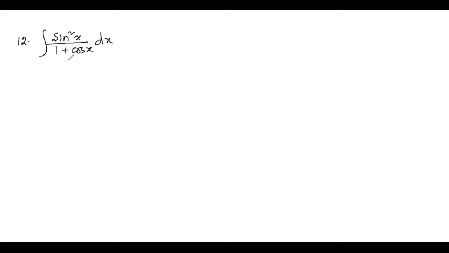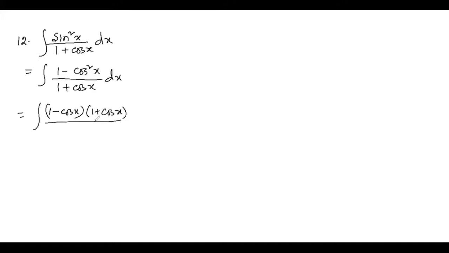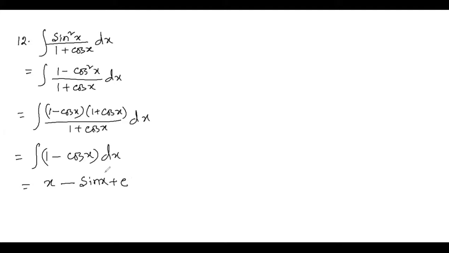Question number 12, sin square x by 1 plus cos x dx. So how do we solve this one? Sin square x, we can write as 1 minus cos square x by 1 plus cos x dx. Now the a square minus b square formula we can use. So we can write it as 1 minus cos x into 1 plus cos x by 1 plus cos x dx. So this cancels, and the remaining is 1 minus cos x dx. Its integration is x minus sin x plus c.